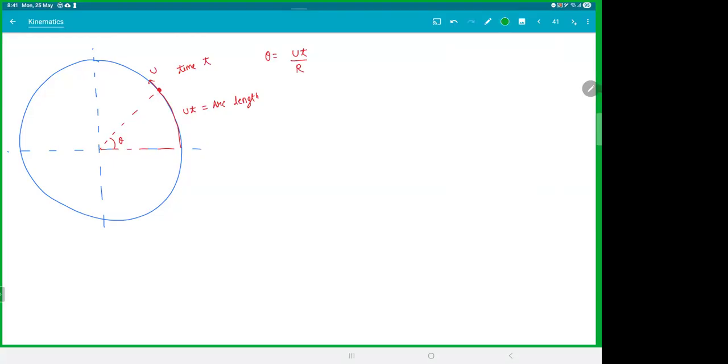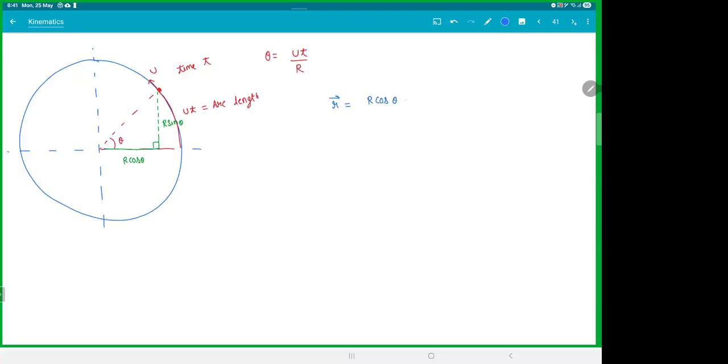Great, we got theta. From here, drop a perpendicular. This will be your x coordinate, which is r cos theta. This will be your y coordinate, which is r sin theta. What is the position vector? Position vector is nothing but x coordinate, which is r cos theta. Theta is ut by r.